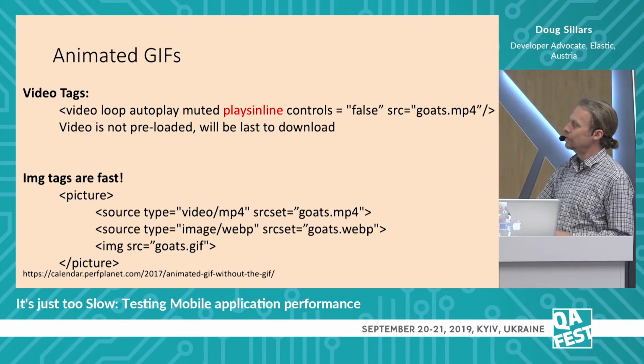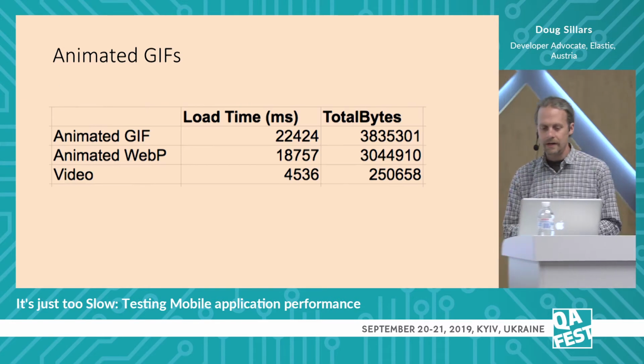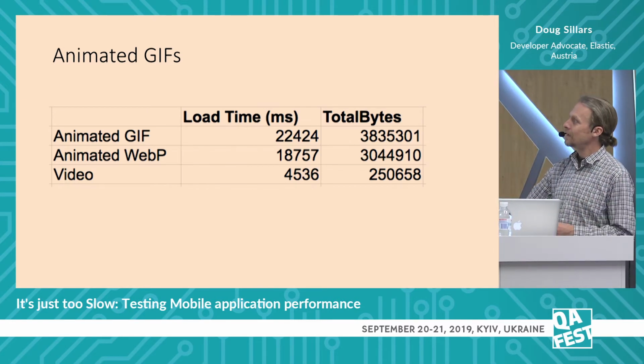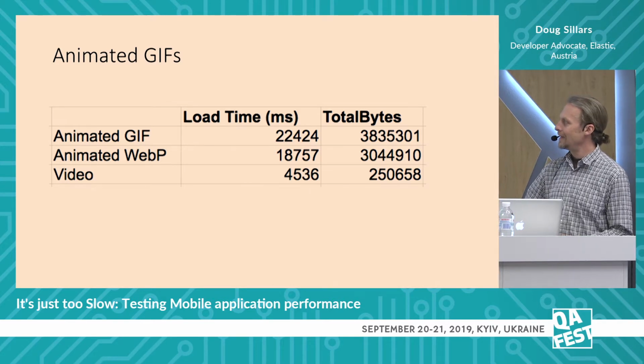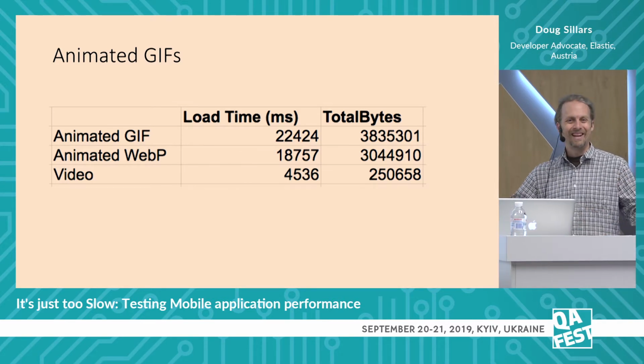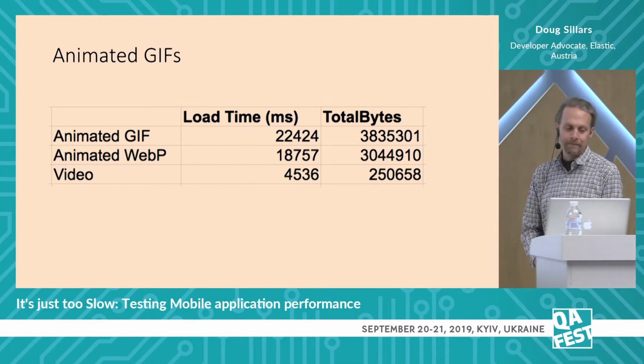The other thing that you can do is on Safari, you can actually put videos in the picture tag, which is kind of fun. But what's important from a testing perspective is the animated GIF takes 22 seconds to load, and the video takes 4 seconds to load. Like, obviously, that's a huge win.